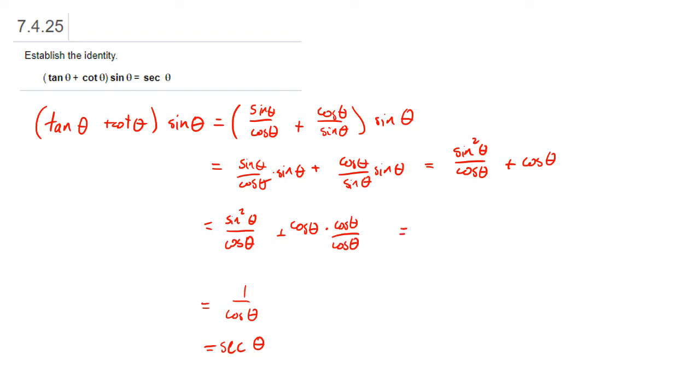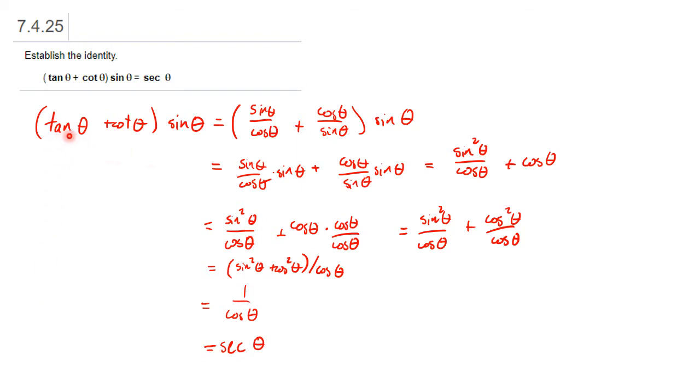When I distribute that out on that second term, we now have sine squared theta over cos theta, that's our first term, plus cos squared theta over cos theta. And if I combine both of these into a single fraction, we get sine squared theta plus cos squared theta all over cosine of theta. And what is sine squared of theta plus cos squared of theta equal to? 1.